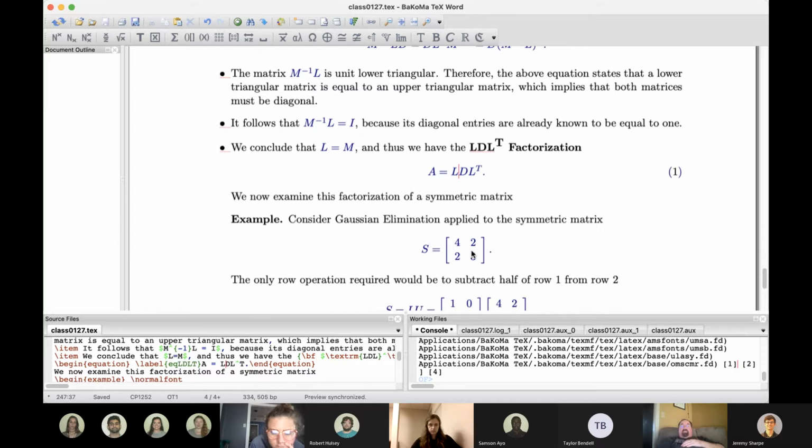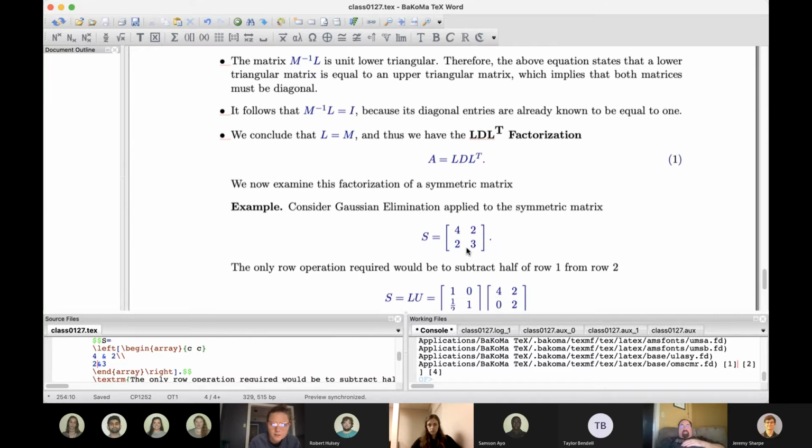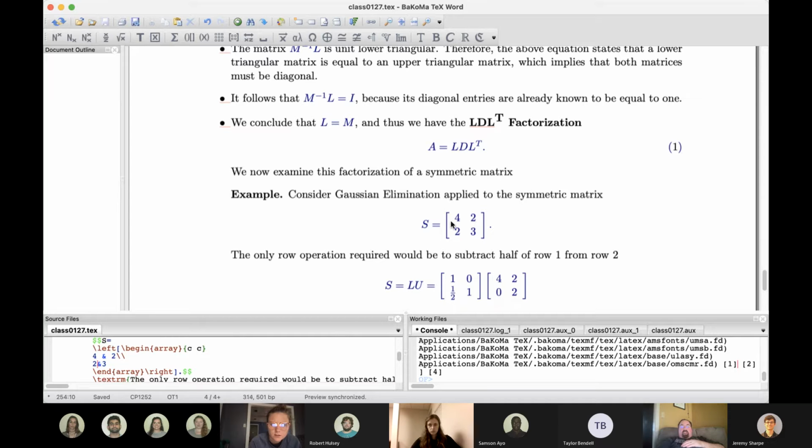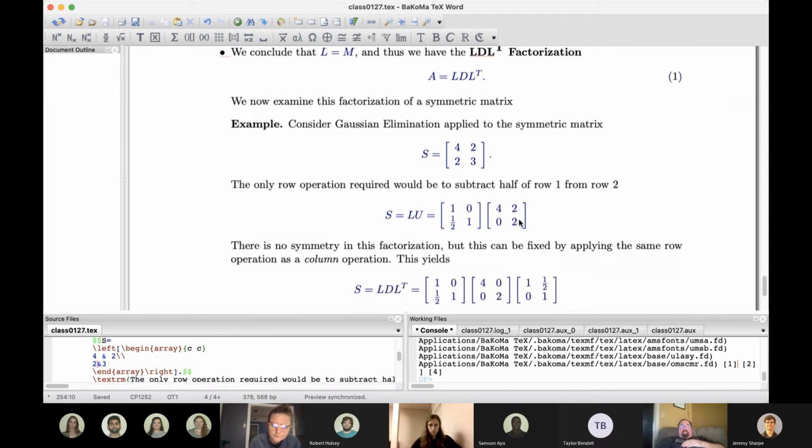Now here I have a symmetric matrix. So if I perform Gaussian elimination, I only have to eliminate this 2 down here. So I compute the LU decomposition. I subtract 1/2 times this row from this row, and this is what I get. So here's my L and here's my U. Now if I factor out the diagonal entries from this matrix, I have a diagonal matrix with 4 and 2 on it, and what's left over is this unit upper triangular matrix, which is just the transpose of this. So this is L, and this is D.